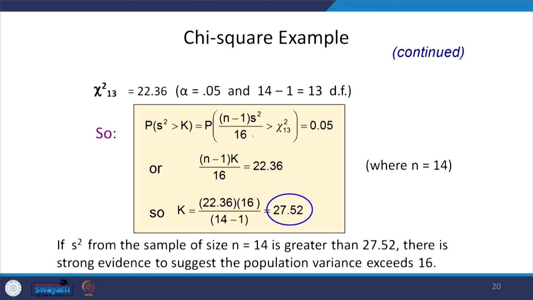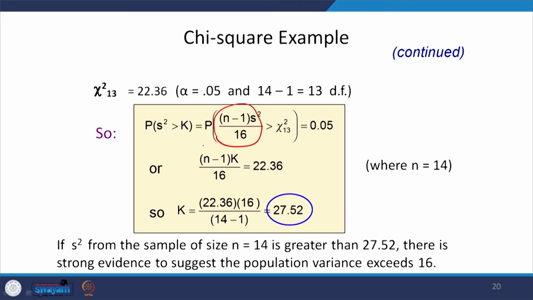So, the probability of s square greater than k equals the probability of (n minus 1) s square divided by 16 greater than chi-square with 13 degrees of freedom, equal to 0.05. So this s square is nothing but your k. So, (n minus 1) k by 16 equal to 22.36, and when you simplify we get 27.52. The result is, if the sample variance from the sample size of 14 is greater than 27.52, there is strong evidence to suggest that the population variance exceeds 16. That is the application of this chi-square distribution.